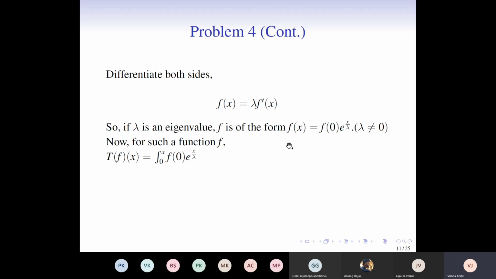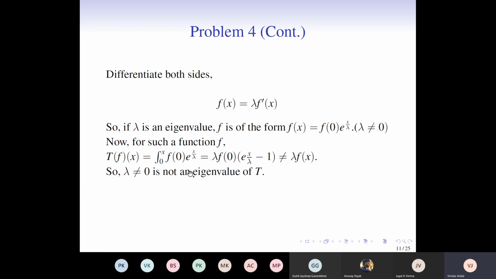So what do we do? We just put this form of f into T of f, applying the transformation T, which was integration. What do we get? You take out f(0) from this integration of e raised to the power x by lambda, and you get e raised to the power x by lambda minus 1, and the coefficient of x, 1 by lambda, has its inverse multiplied. So obviously this is not equal to lambda times f of x because of this minus 1 factor.